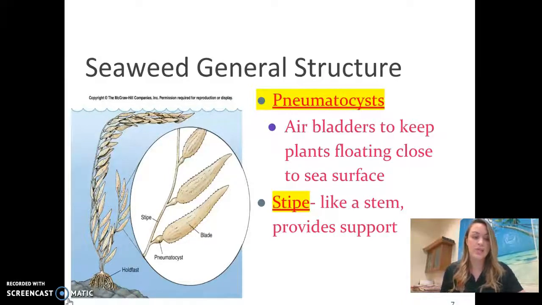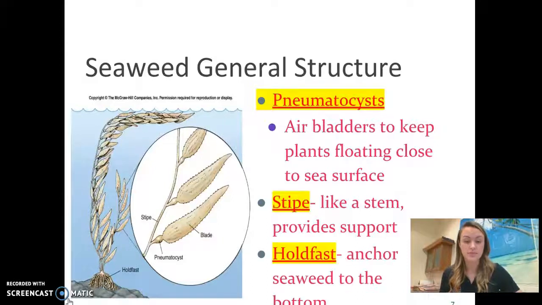Pneumatocyst is that second box on the right-hand side. So I've circled the little air bladders on your diagram, and I'm going to show you some pictures of what exactly those look like. The stipe is very much like a stem, and the stipe is actually your fourth box on the right-hand side. So there's a weird random box that doesn't have any lines drawn to it. You can cross out that box. So the second to last box on the right-hand side of your seaweed diagram is going to be labeled the stipe. So this is our support system for our seaweeds.